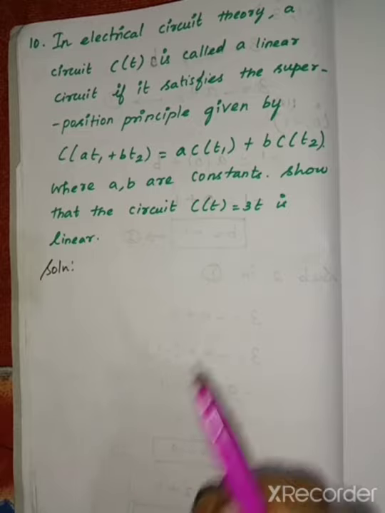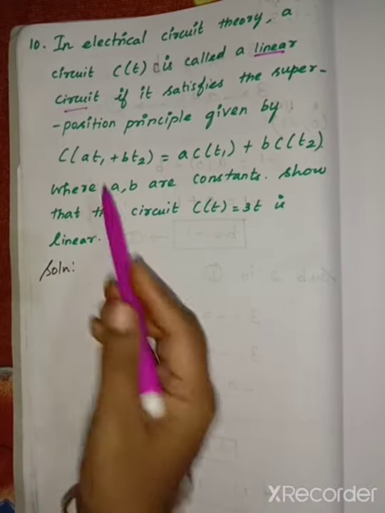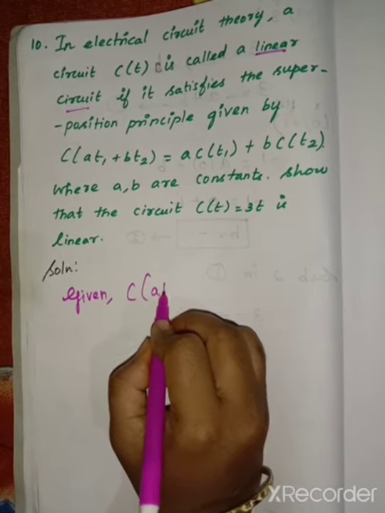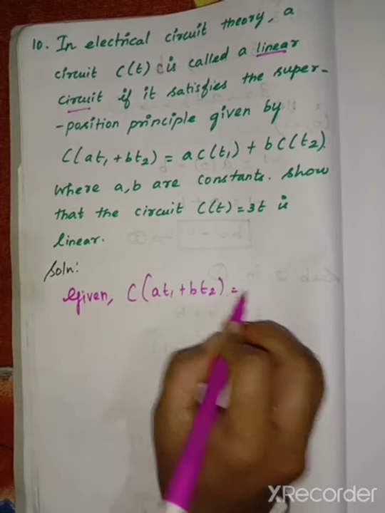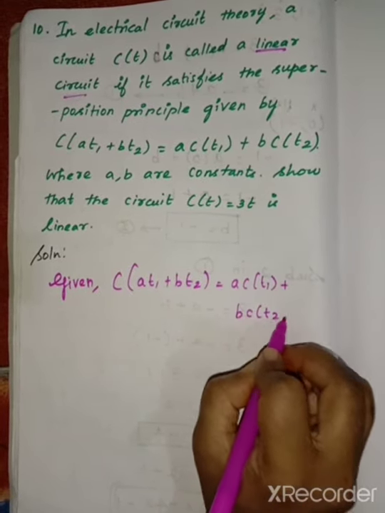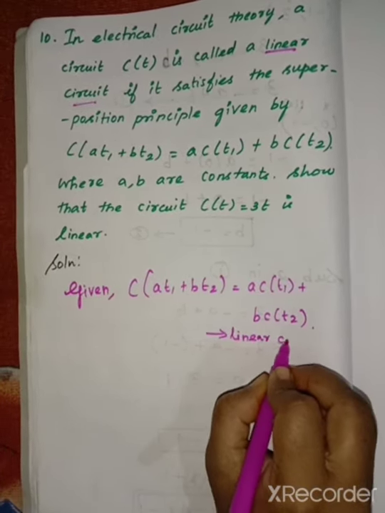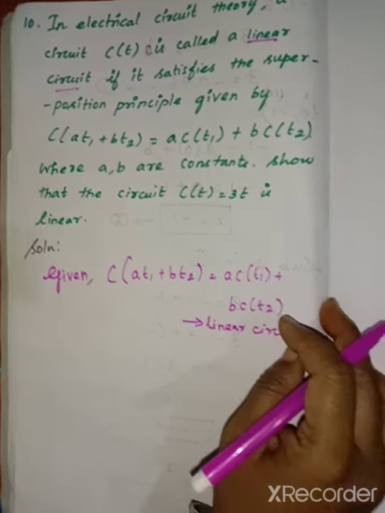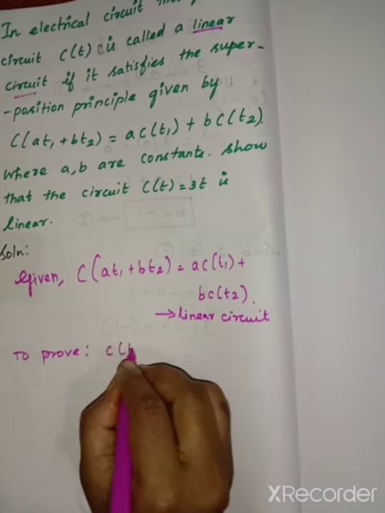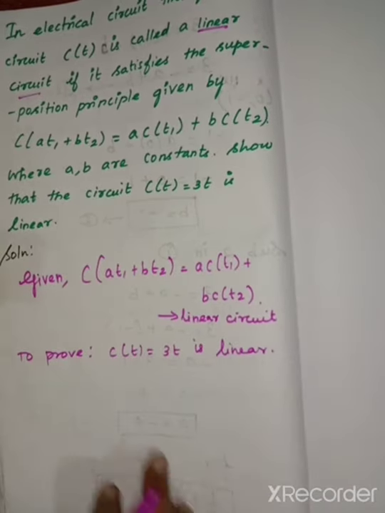So here, what is given to us? The linear circuit function, that is the superposition principle, is already given. That is, C of at1 plus bt2 equals a C of t1 plus b C of t2 is given. It is a linear circuit, already they have given. We want to prove that C of t equals 3t is linear. We want to solve this one.